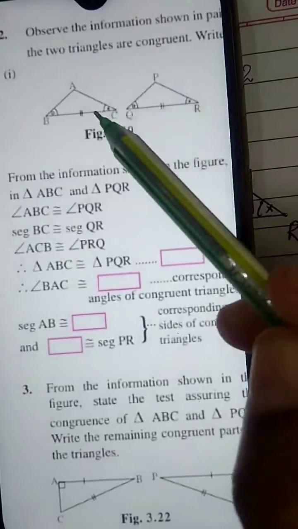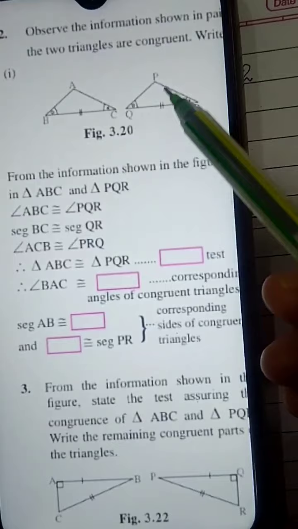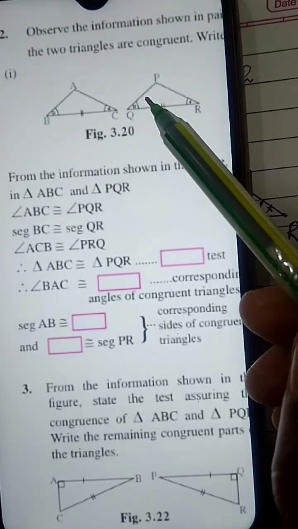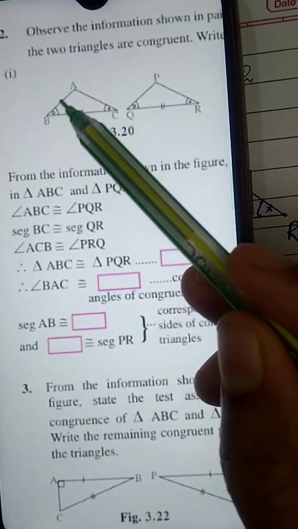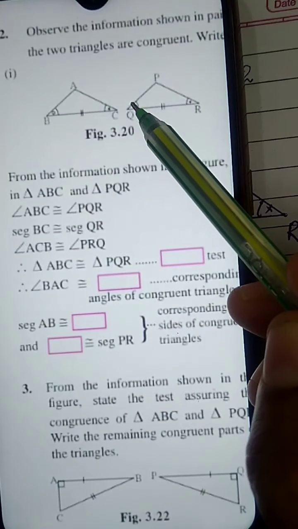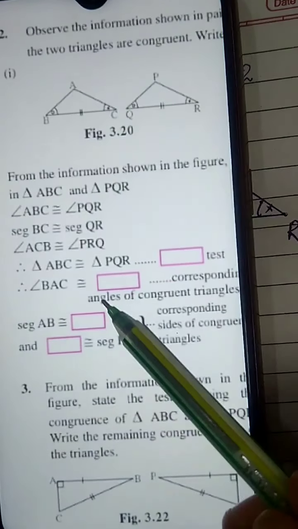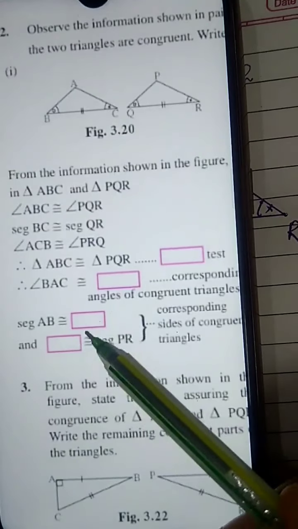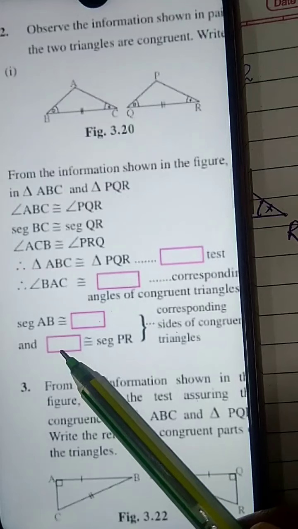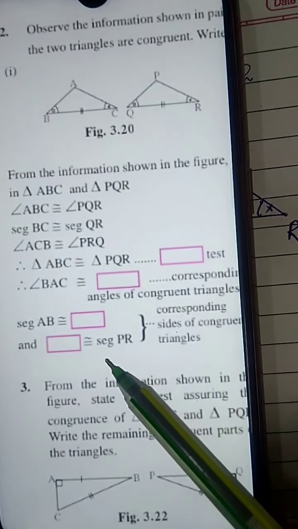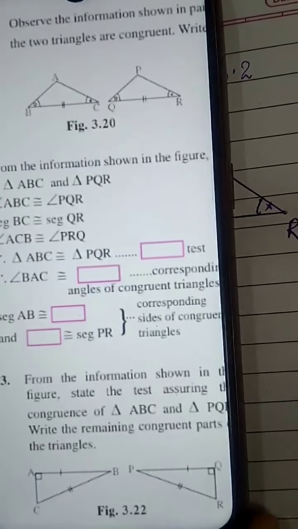Now see, in these two triangles, side BC congruent to QR is already given. Which sides are remaining? Side AB is congruent to side PQ. Similarly, side AC is congruent to side PR. That way you can complete these two boxes: segment AB congruent to segment PQ, segment AC congruent to segment PR. Okay? Now we move on to the second question.